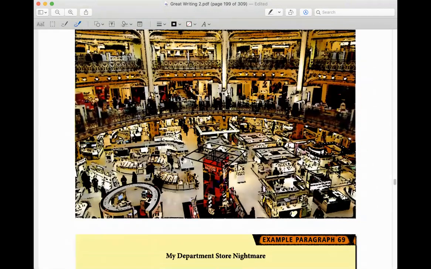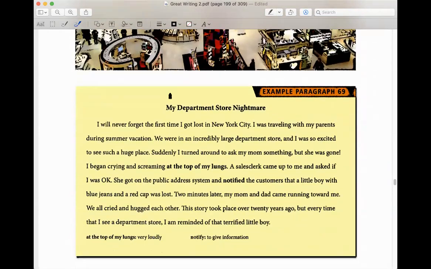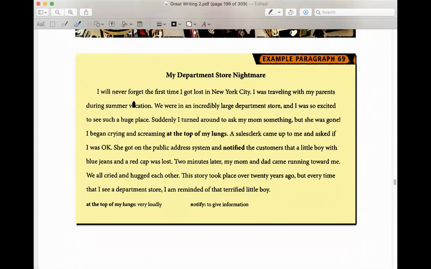Oh, wow. Look at that shopping mall there. Okay. Oh, I love the title already. I'm already excited about this. My department store nightmare. Every department store trip is a nightmare for me because they're usually crowded, they're always expensive, and parking is difficult. So I usually avoid department stores if I can. All right, so we get our background in our first sentence, our topic sentence. I'll never forget the first time I got lost in New York City. Okay, that's the background. Where she is, New York City.